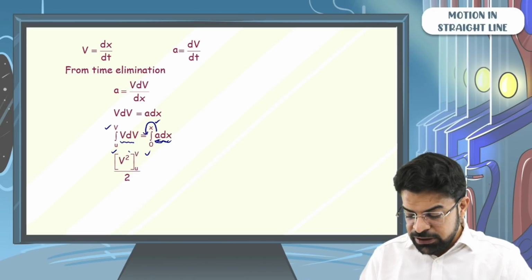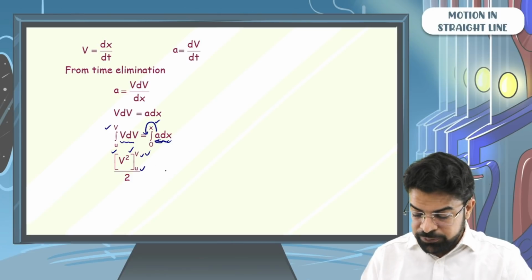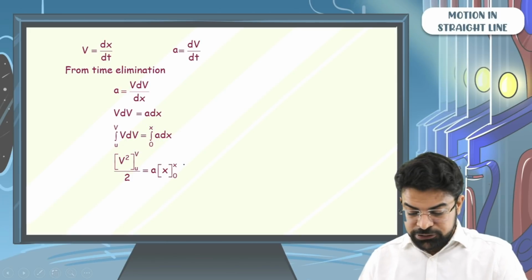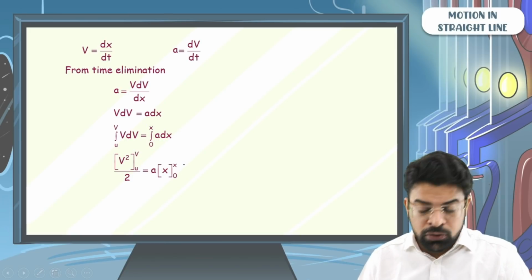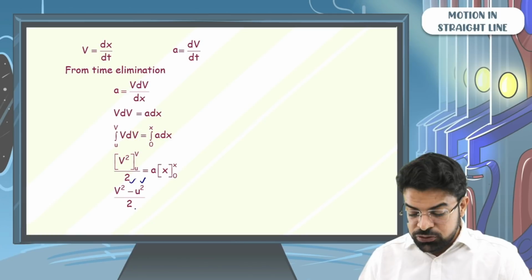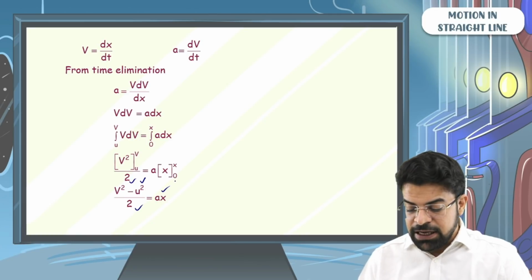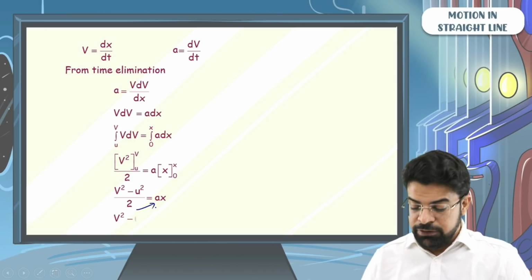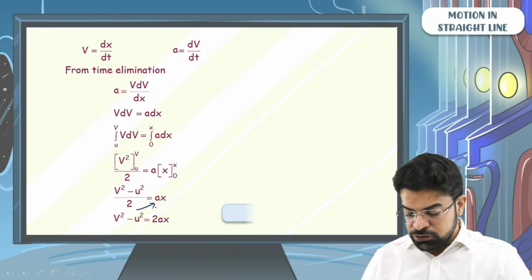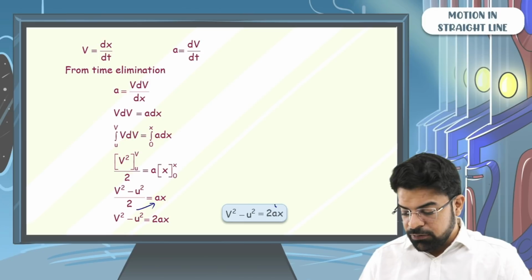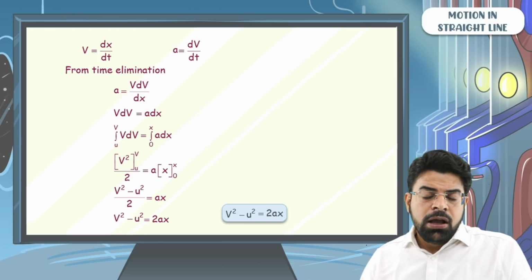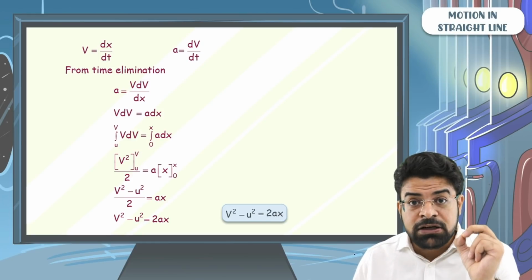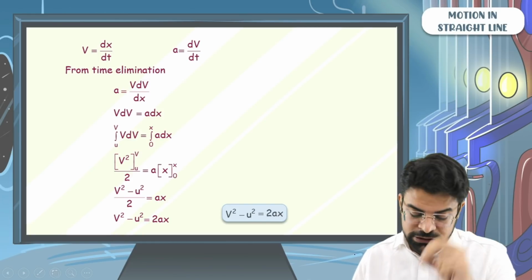So you get v square by 2, lower limit u, upper limit v, equals a x, lower limit 0, upper limit x. Substituting upper limit minus lower limit, you get (v square minus u square) by 2 equals a times (x minus 0), that becomes x. Now bring this 2 to the right hand side. What we get is v square minus u square equals 2ax, and this is the third equation of motion. One should apply all the three equations of motion only for uniformly accelerated motion, when the acceleration is constant.